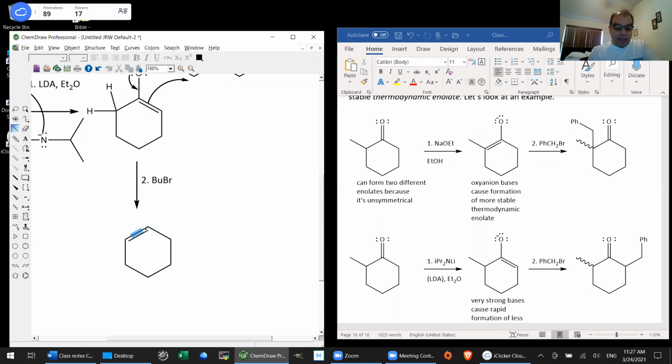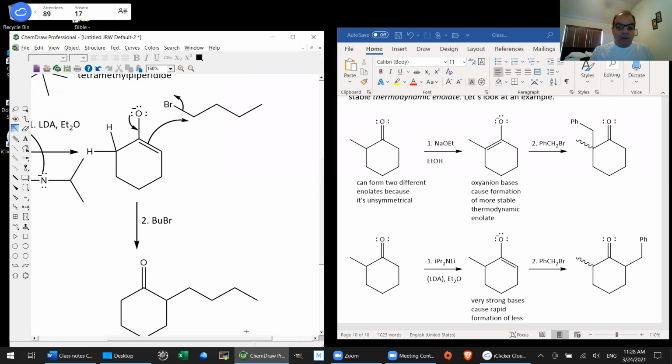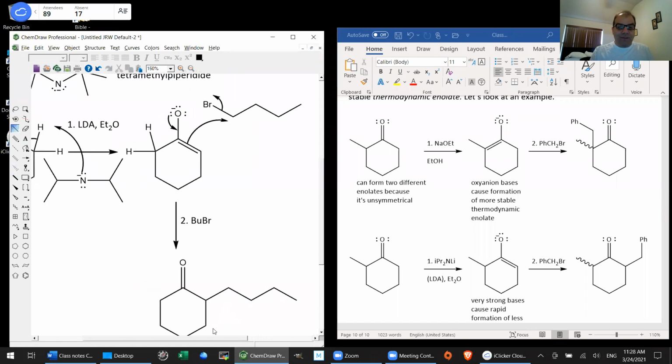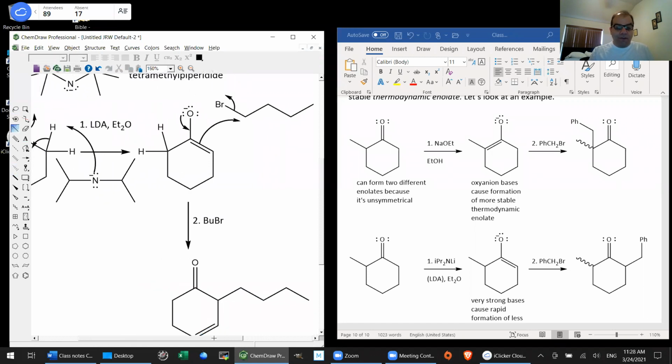Another thing I should mention, though I've mentioned it before, here's where it's starting to become relevant. Remember that the enolate is a resonance stabilized species, which means you can draw the other resonance form if you like, but let me put my butyl group on first. And so I'd expect that you would isolate something like that.